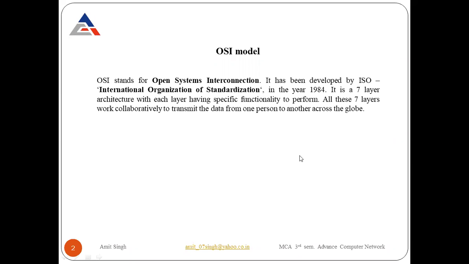All these seven layers work collaboratively to transmit data from one person across the globe. So what it means is, whenever we are going to send data from one end to the other end, we require an OSI model. It is a combination of seven different layers. All the layers have their own functionality, but they work together. All seven layers use different protocols, have different responsibilities, and have different design issues, but they work together to make a successful communication from one end to the other end.